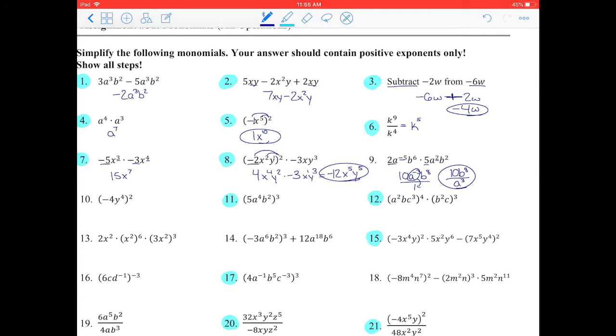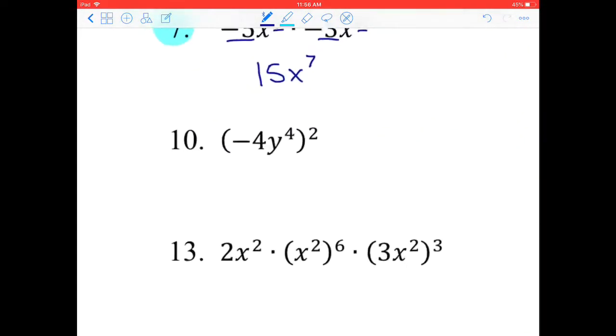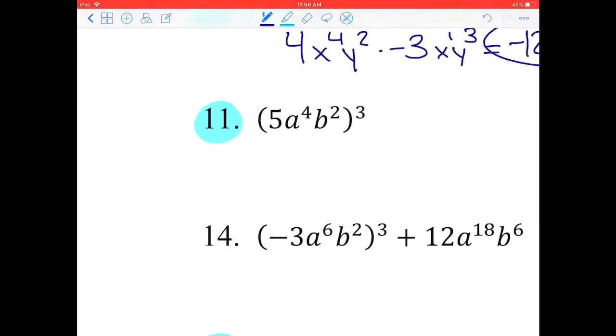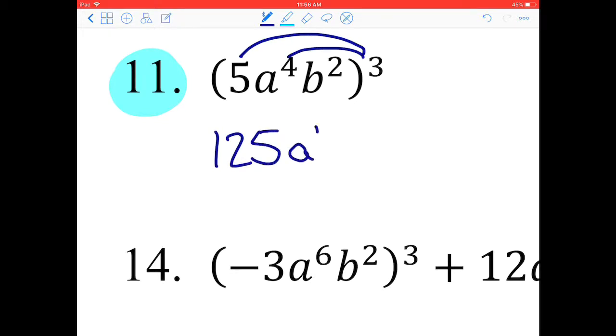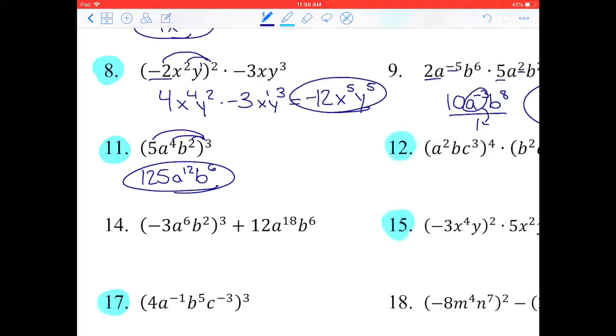All right. Number 10 is an even number, but it's not highlighted, so I'm going to skip it. 11. 5 cubed is, well, 5 squared is 25 times another 5 is 125, I believe. And then A, 4 times 3 is 12. For B, 2 times 3 is 6. There you go. That one was easy.